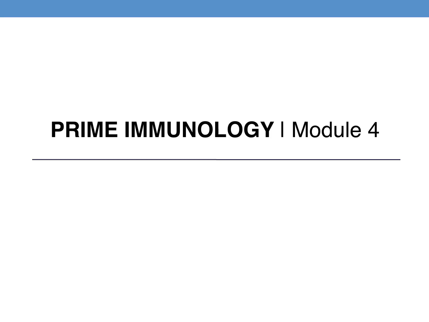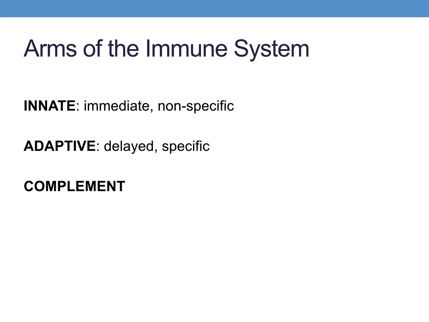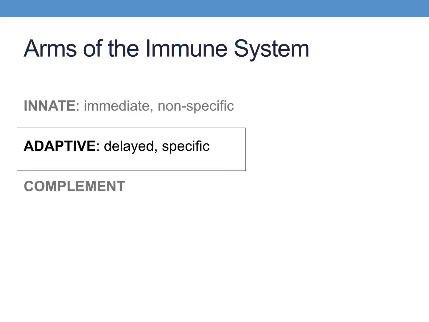Welcome to the fourth module for Prime Immunology. In the previous chapters, we offered an introduction to the innate, adaptive, and complement systems. Throughout this module, we're going to dive a little more deeply again into the adaptive immune branch, this time to talk more about antibodies.